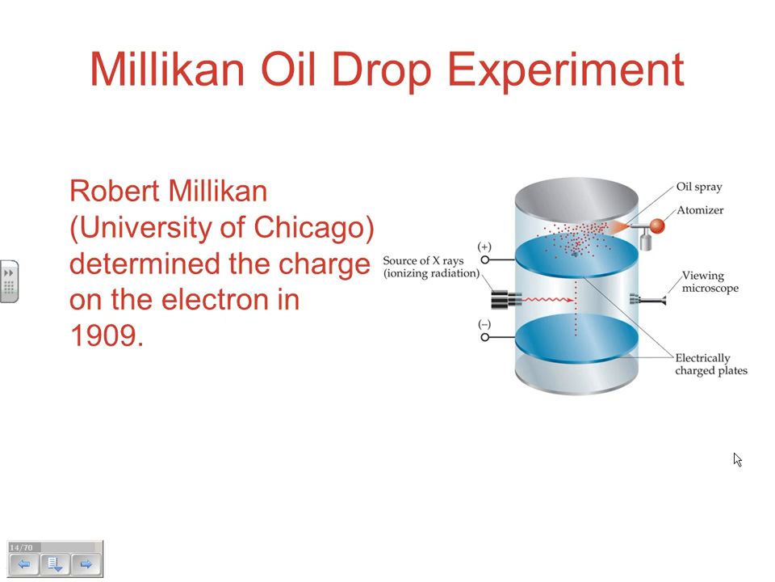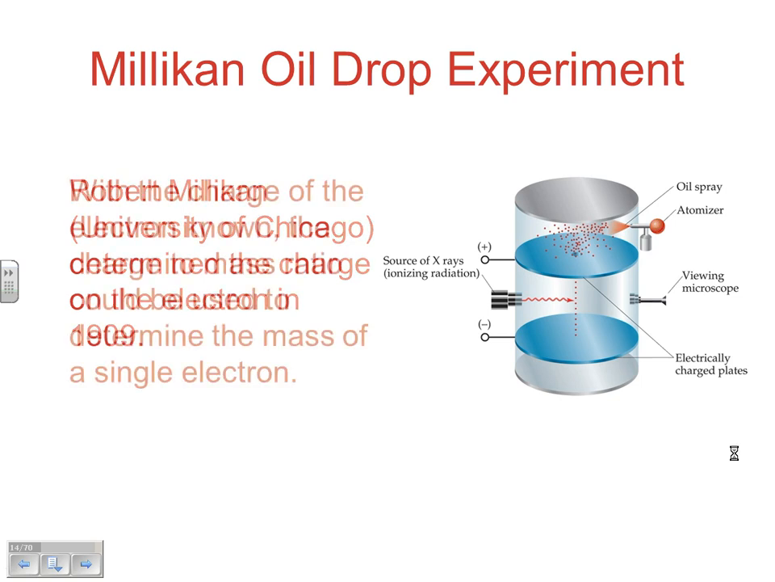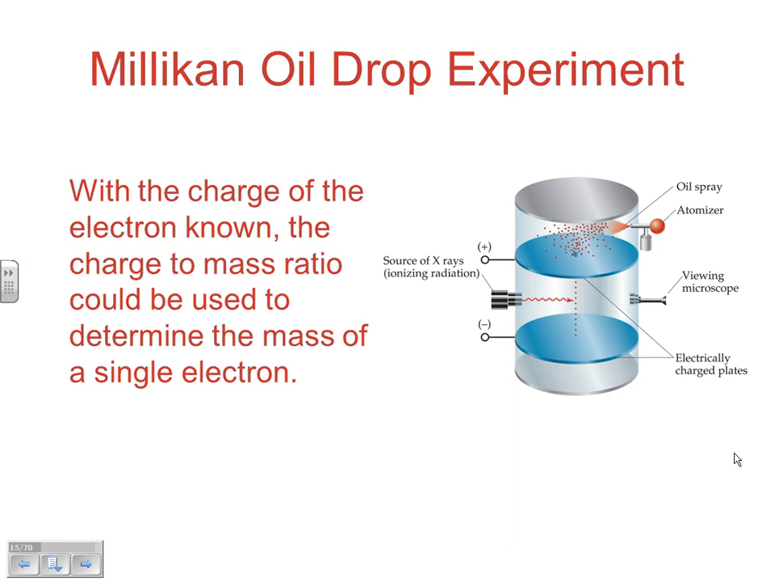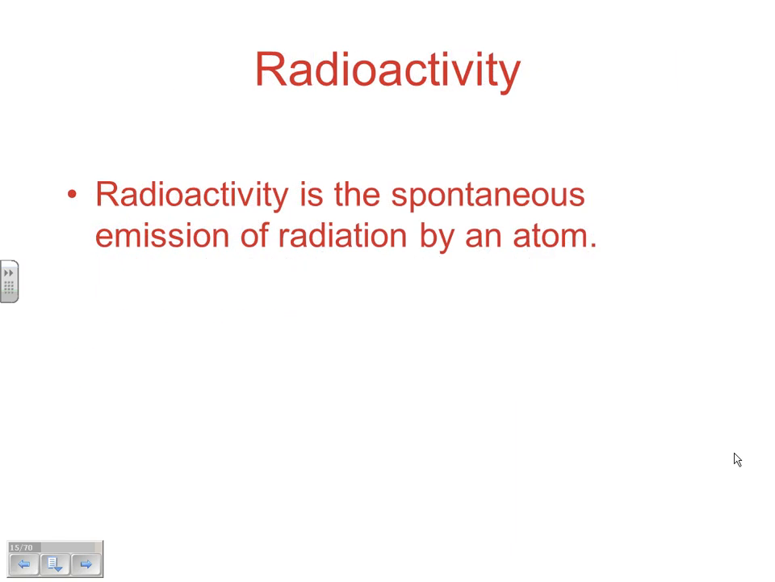All of the charges that he calculated had to be multiples of some fundamental charge, and that would be the charge of a single electron. So he was able to use the math to work backwards and calculate the charge on one electron. And if you use the charge to mass ratio, you could then calculate the mass of a single electron. So with the electron charge known, the charge mass ratio was used to determine the mass of a single electron.